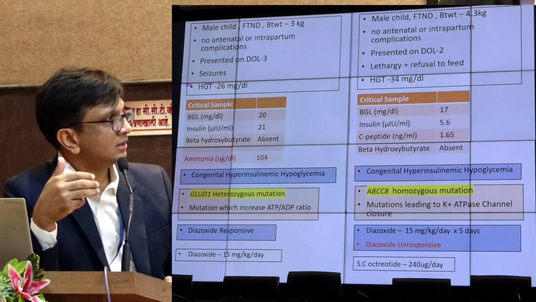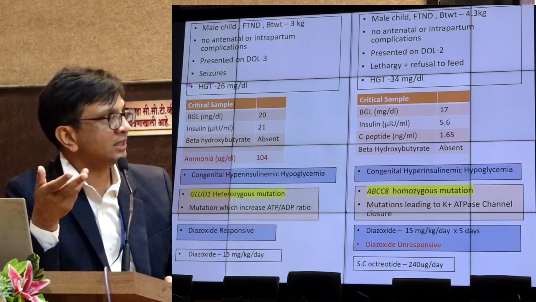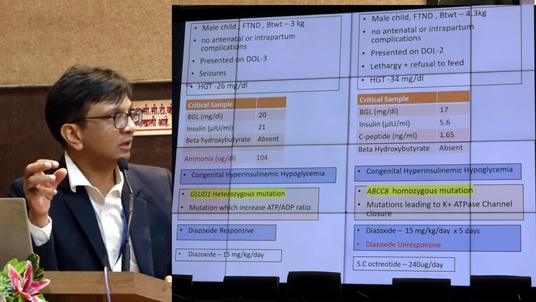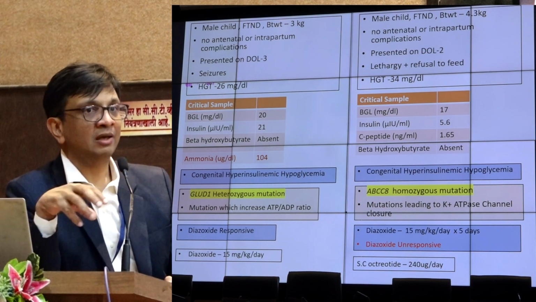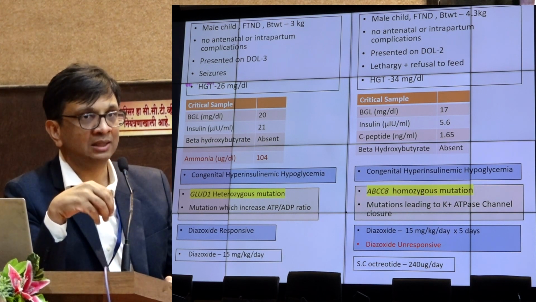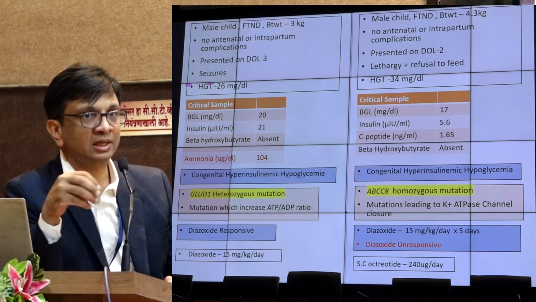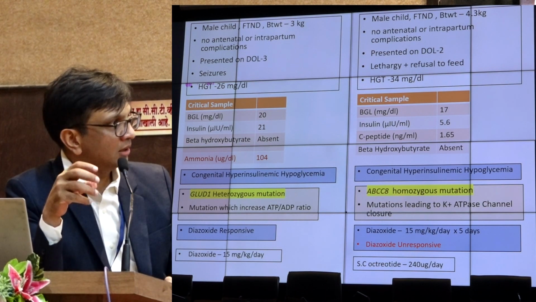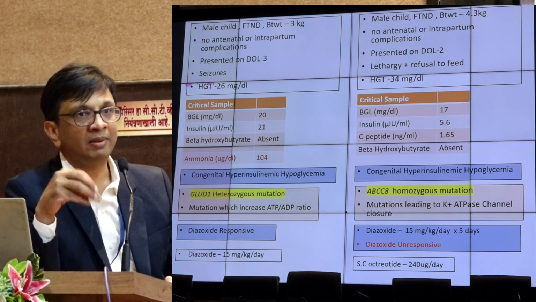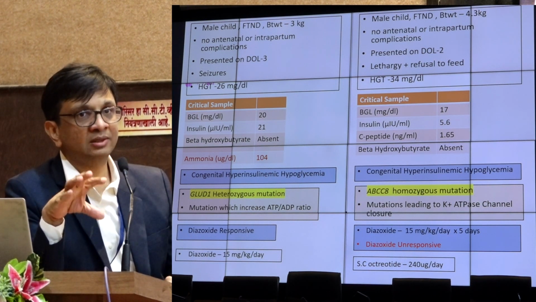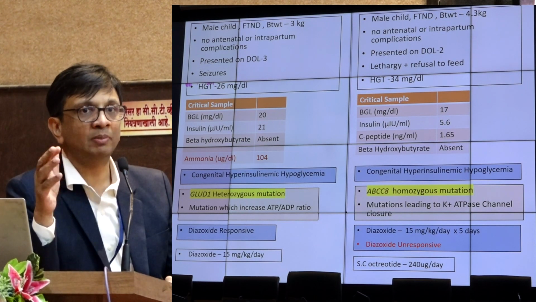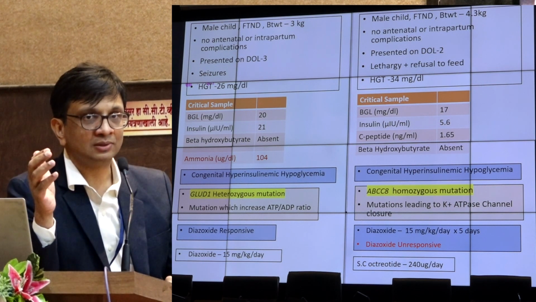The first case is because of a GLUD1 mutation, and the second, a similar case, is because of ABCC8 homozygous mutations. The channelopathies will not respond to diazoxide, whereas the metabolic defects will respond to diazoxide. So that's a difference once we get a diagnosis based on the genetic mutation. Once that is done, we can manage them, and those that are diazoxide unresponsive we can manage with octreotide. Octreotide is a very good drug in these cases. Subcutaneous octreotide, we start with 50 microgram TDS and gradually build up to maintain the levels.